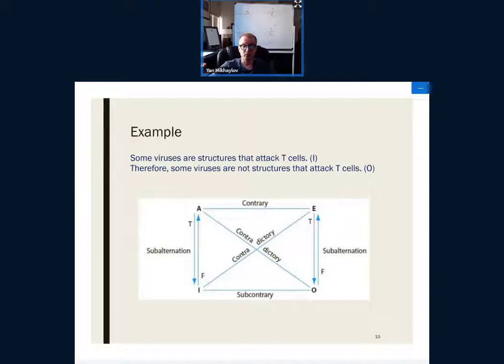Another example. We are given something like this. Some viruses are structures that attack T cells. Therefore, some viruses are not structures that attack T cells. So where do we start? At I. Where do we go? To O. This is true, and we are told this is also true. Is it valid?